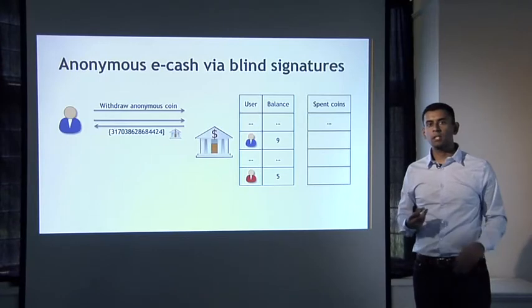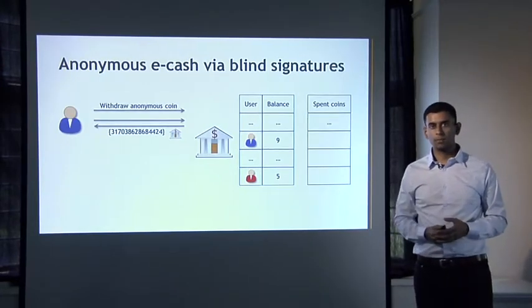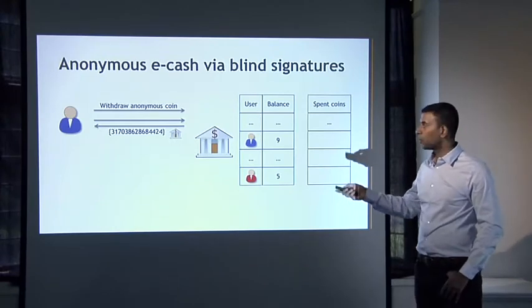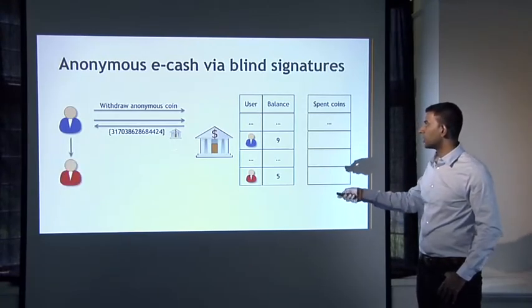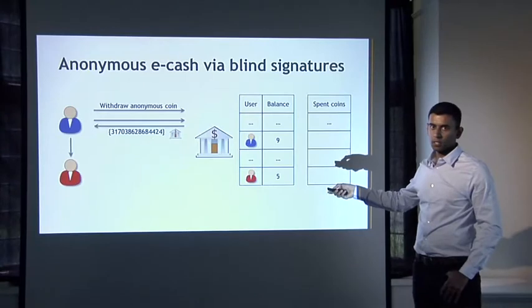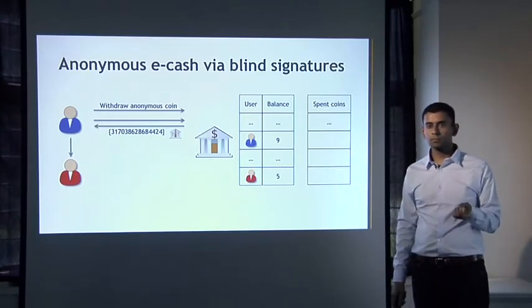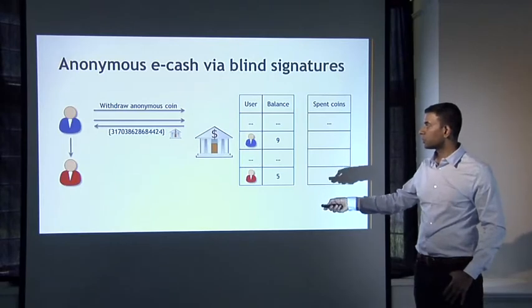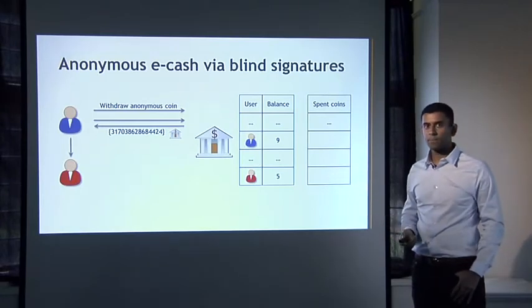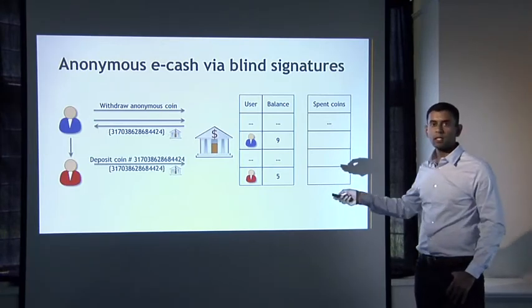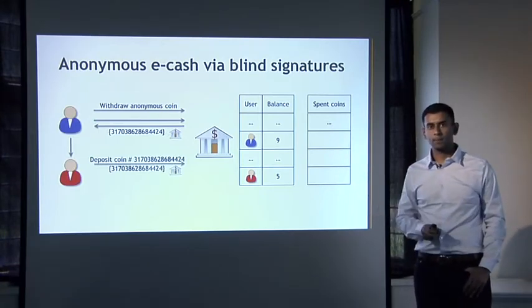Right? And now this signed number represents an anonymous token. This is a token that the user can pass around to another user. So let's say that she wants to make a payment to another user. What she'll do is send to that user not only the signed token, but also the plain text value of the token of the serial number. And what the receiving user will do immediately is the following. She will immediately contact the bank and try to deposit this anonymous coin.